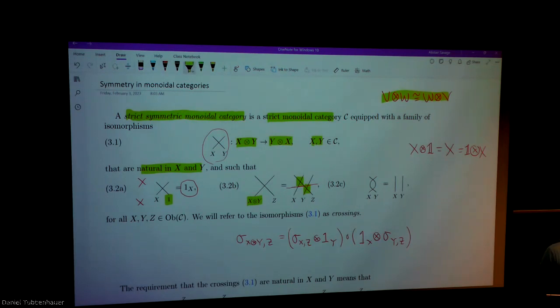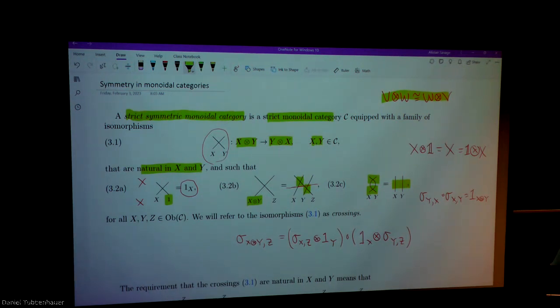And then finally, this crossing squared should be the identity, except it's not really squared because the objects change directions. So this is really sigma yx composed with sigma xy is the identity on x tensor y. So now you've written it algebraically. But if you write this in terms of these crossings, then everything becomes very natural. So these are our axioms.